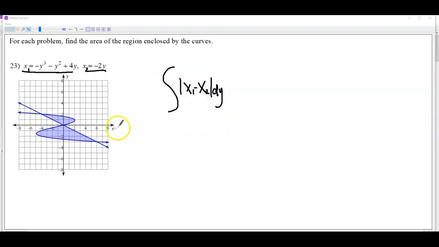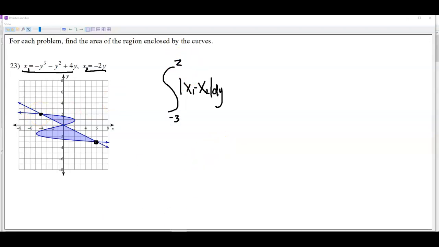Slap some absolute value bars on there. And then, remember, since we're going with respect to y, it's important you remember we integrate from bottom to top. And so we're going to put our first y value here, which is -3. And we stop at this y value up here, which is +2.